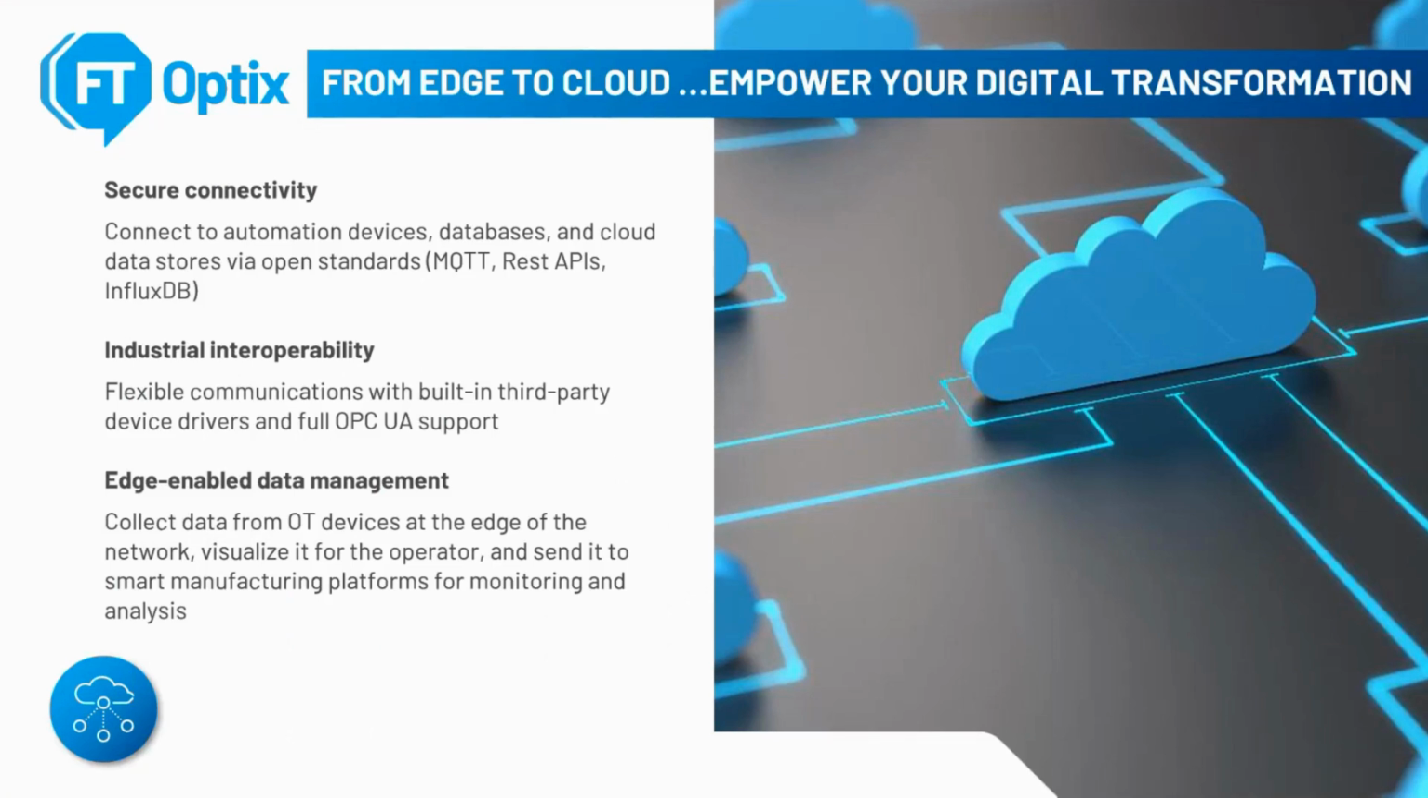Now, we did speak about the protocols that it supports: EtherNet/IP, native third-party drivers, and cloud protocols as well, such as MQTT, REST API, and even InfluxDB in the cloud. Optix also supports full OPC UA. It can act as your OPC UA client, or it can act as an OPC UA server. And as an OPC UA server, it can also act as your communications gateway for all of your devices from different vendors in your system.